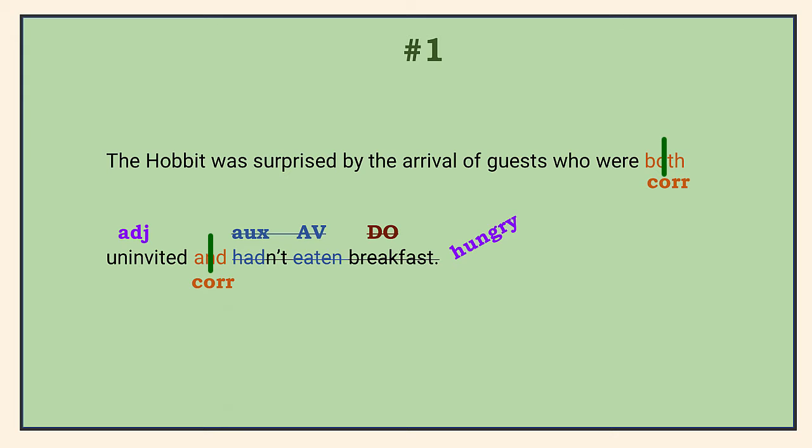It's possible to edit the first item, but you would need to remove or replace the were in front of both so that you could write a verb phrase and direct object after both. For instance, something like the hobbit was surprised by the arrival of guests who both had not been invited to the party and hadn't eaten breakfast.